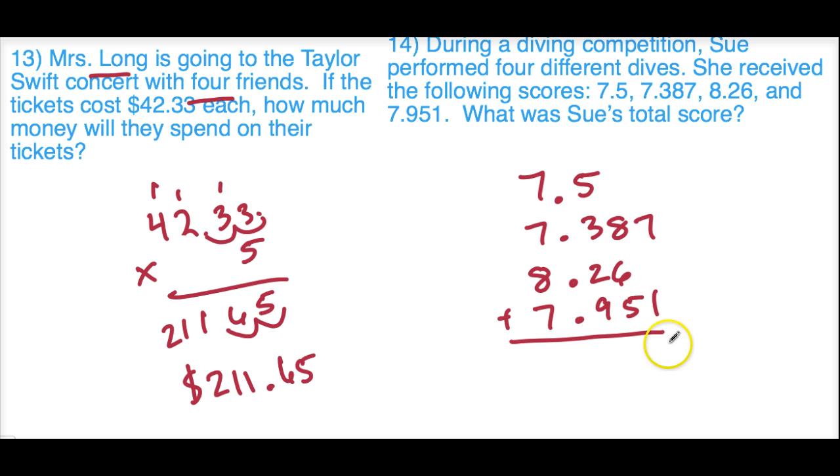So 7 and 1 is 8. 8 and 6 is 14, plus 5 more is 19. So 9 and 1 is 10, 15, 16, 17, 18, 19, 20. Bring my decimal place down when we're adding and subtracting. 7 times 3 is 21, plus 8 is 29, 30, 31. So her total score was 31 and 98 thousandths.